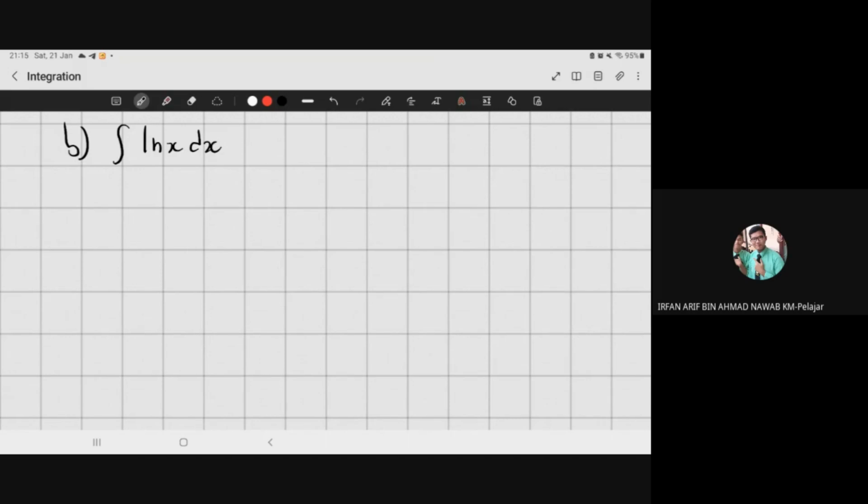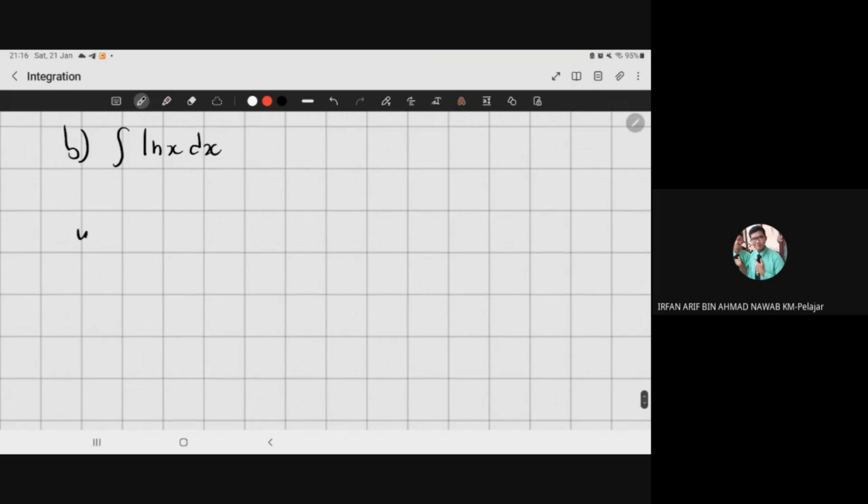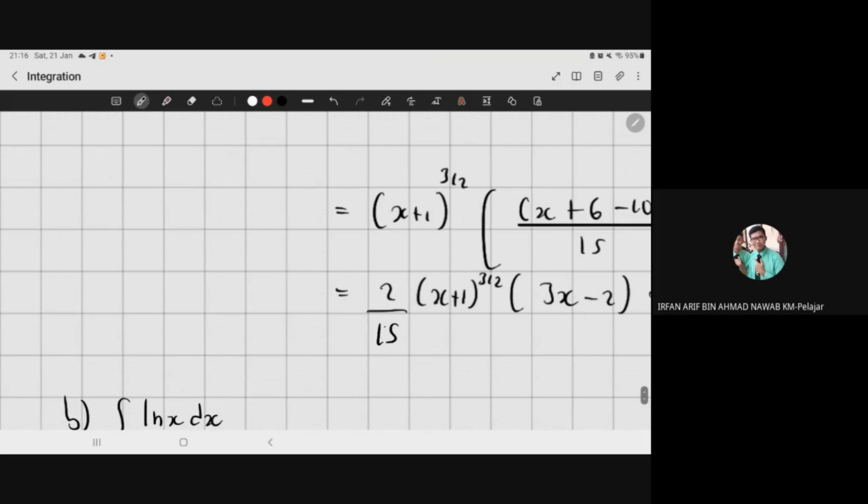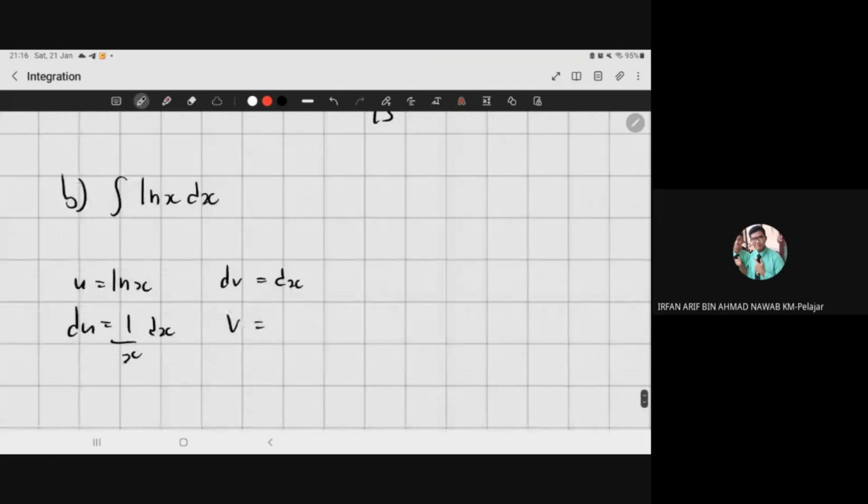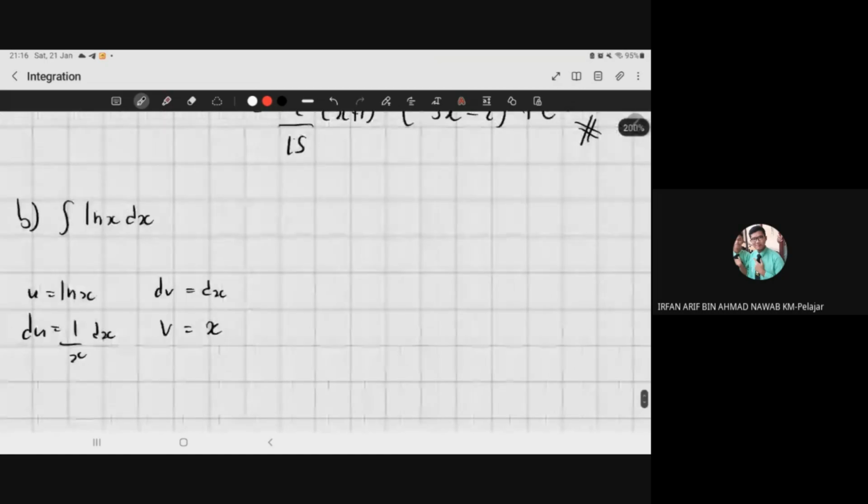So first, we choose which one is our u and which one is our dv. So from here, to make things simple, I want to make u is equal to ln x. So this should get du is equal to 1 over x dx, and my dv is my dx, and here my v should be x.